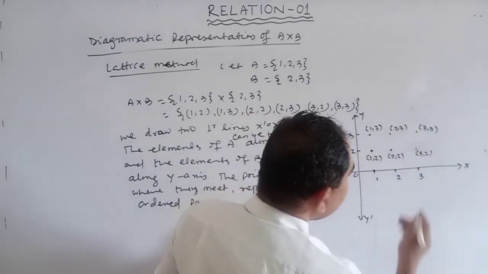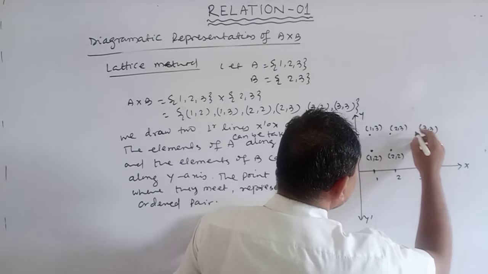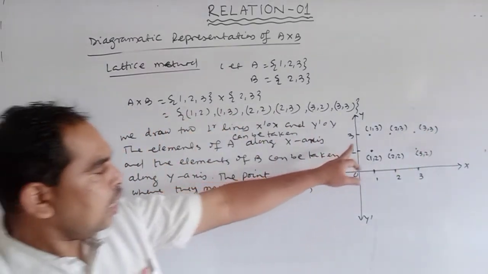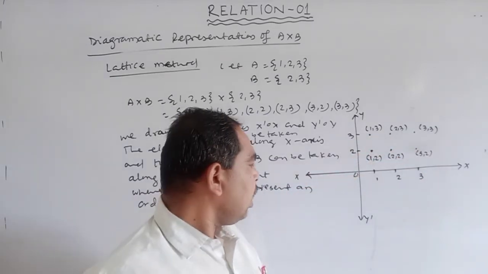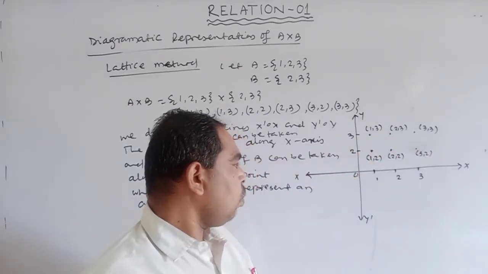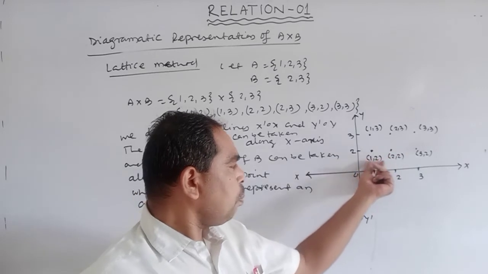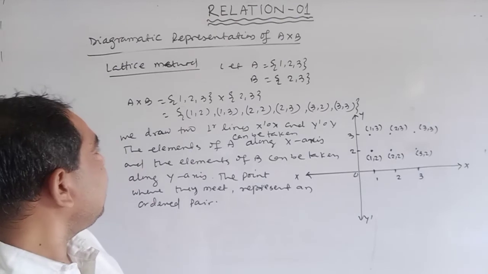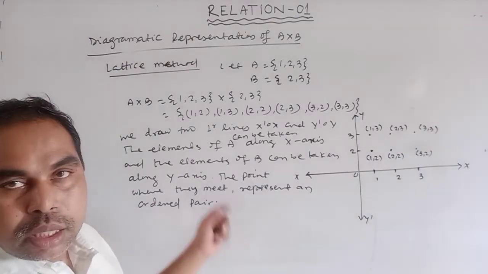So these dots are each called one ordered pair. This is an ordered pair, this is an ordered pair, this is an ordered pair. This is what we call the graphical representation or lattice method.